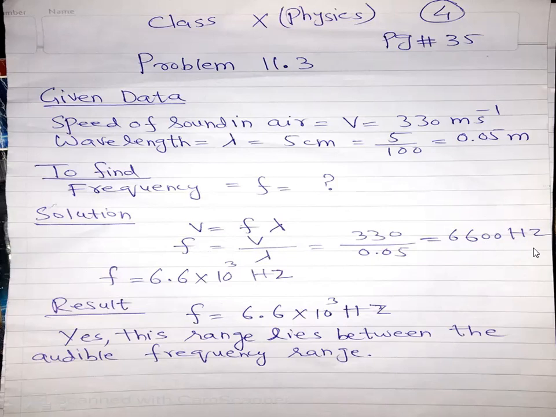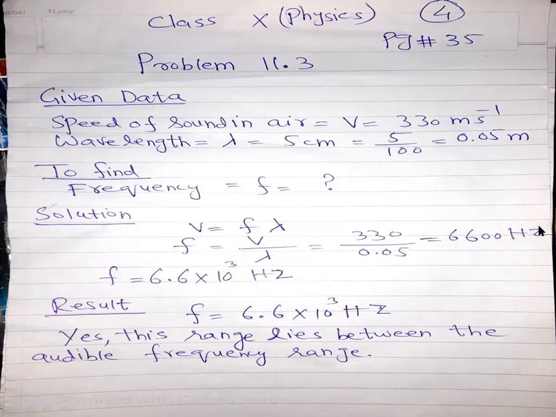In order to convert this into scientific notation, I will move my decimal point to after the first digit. Since I'm moving from right to left, 1, 2, and 3, I am moving 3 digits, so 6.6 times 10 power 3 hertz will be my required result. So the frequency is 6.6 times 10 power 3 hertz.